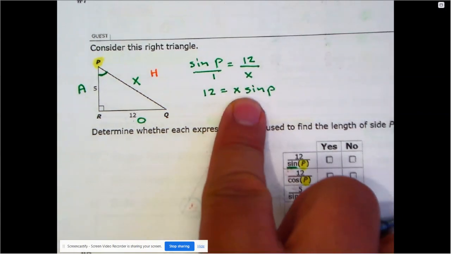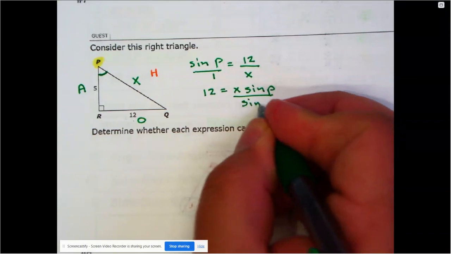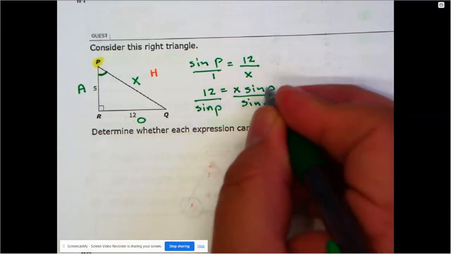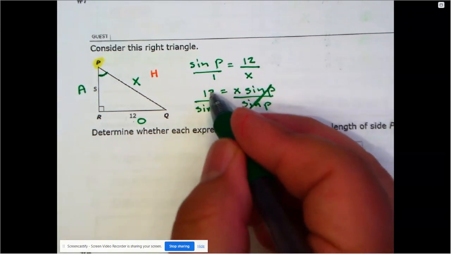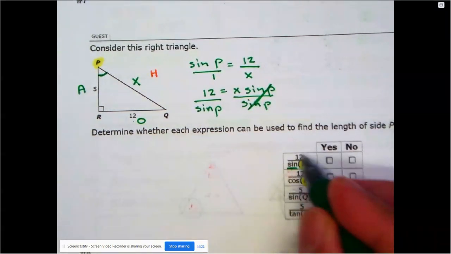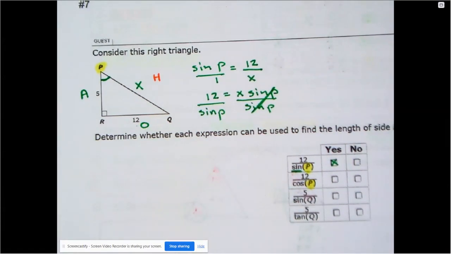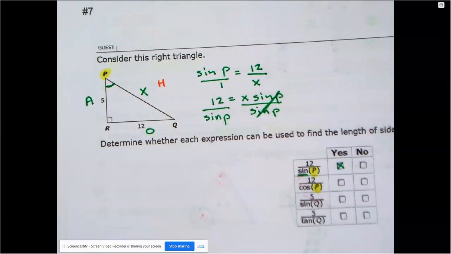And how do I get the X by itself? This is what they're asking. I would divide by sine of P. And if you notice, look at that. There it is. X is equal to 12 over sine P. And that's exactly what it says there. So not only am I going to set it up, they want me to start solving it. But as soon as we make it look like this, we're done. We can move away from that problem now.